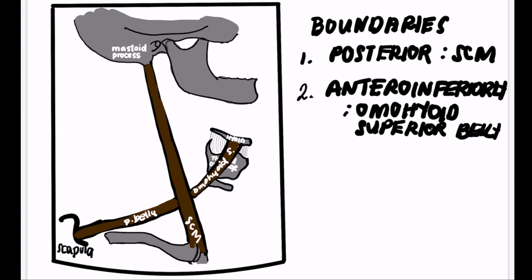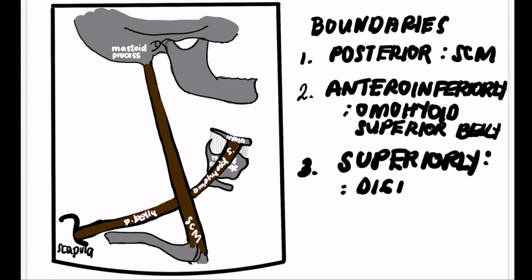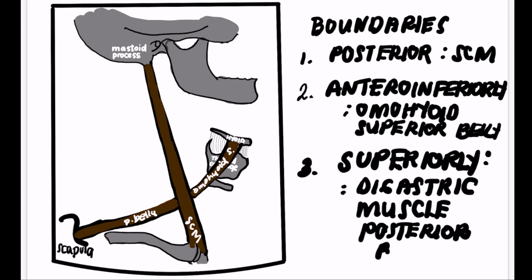For the third border, it is bounded superiorly by the digastric muscle, more specifically the posterior belly of the digastric muscle, which originates from the mastoid process and inserts to the intermediate tendon of the hyoid bone. So those are the boundaries of this triangle, the carotid triangle.